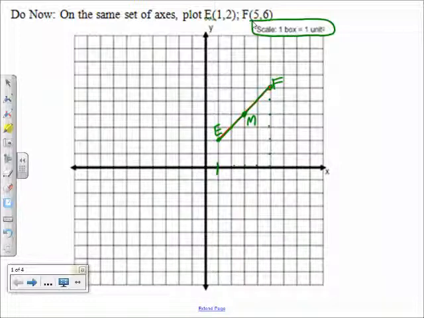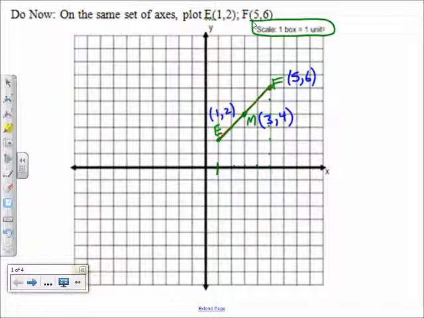Looking at the coordinates of point M, it seems to be at 3 in the x direction and 1, 2, 3, 4 in the y direction. Take a minute to look at the coordinates for E, 1, 2, and the coordinates for F, 5, 6, and see if you can notice any relationship between these 2 values.